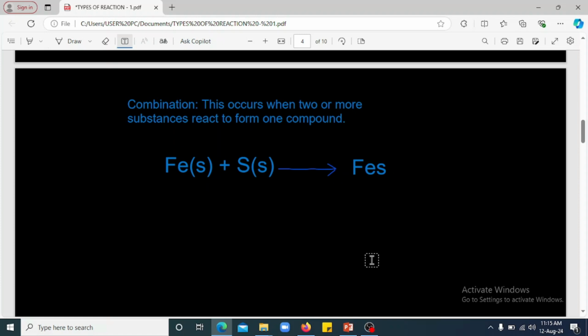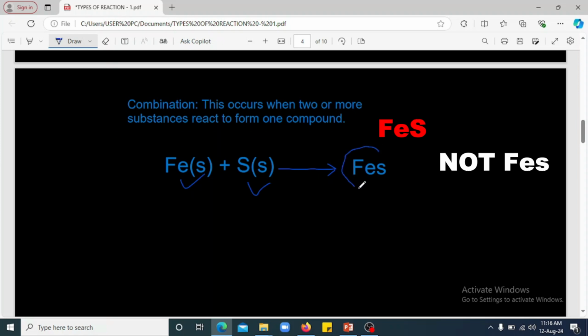It is iron 2 sulfide. Now, iron is reacting with sulfur to give iron 2 sulfide. Now, look at what is happening here. Here you see iron, here you see sulfur. Two substances coming together to produce one compound. That is a combination reaction.